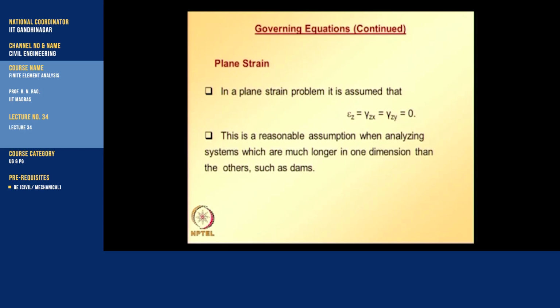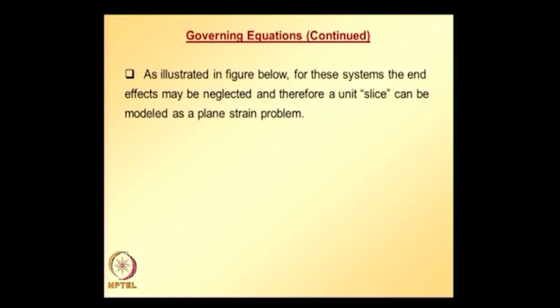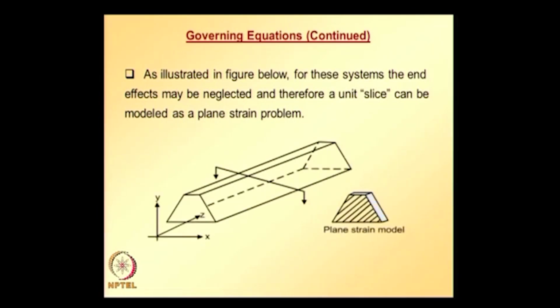are all 0. All these out of plane strain components are 0, and this is a reasonable assumption when analyzing systems which are much longer in one dimension than the others, such as dams. Let us look at a figure. These plane strain conditions are illustrated in the figure below. A dam is shown here. For these systems, end effects may be neglected and therefore a unit slice can be modeled as a plane strain problem.